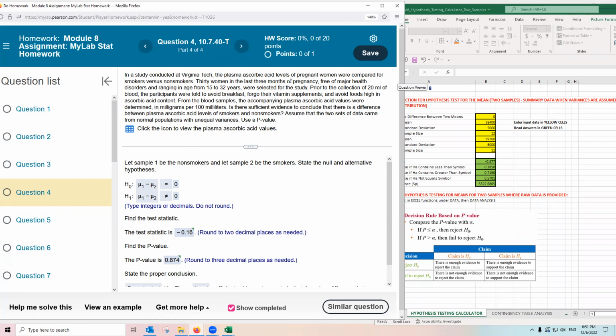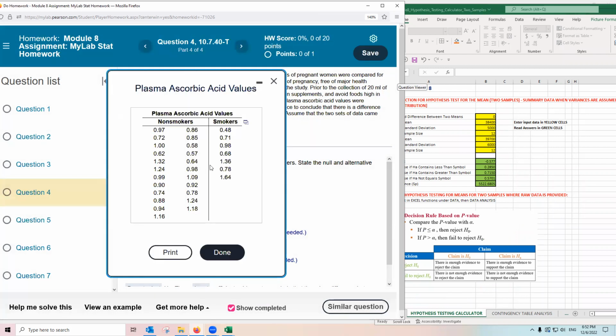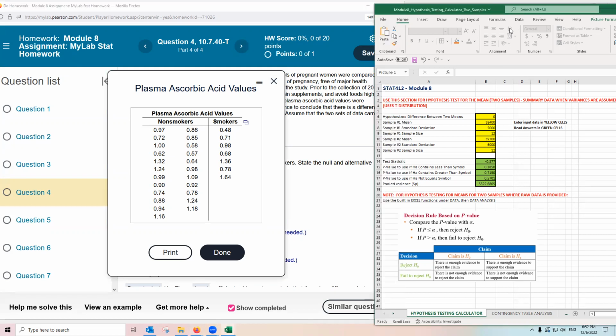All right, so this is talking about plasma ascorbic acid levels of pregnant women for smokers versus non-smokers. And let's open up this data and see what they have here. So it looks like they have values of this acid value for non-smokers and smokers. Now, if you notice, this is raw data. I don't have summary data. So I'm going to copy this data into Excel. And actually, I'm going to open up a blank Excel spreadsheet here. That'll make it easiest, I think.